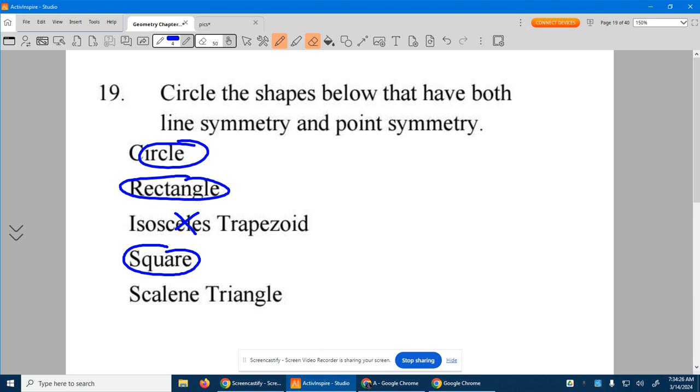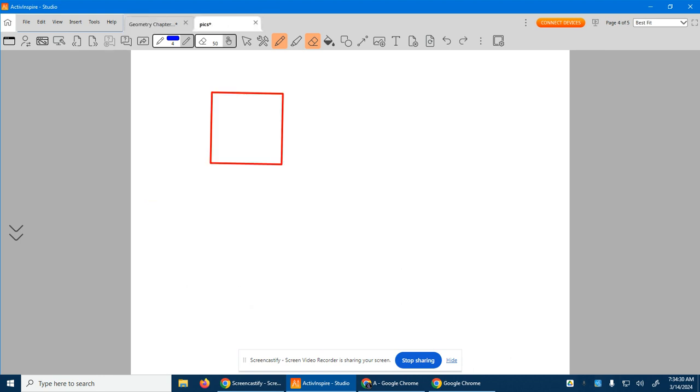Finally, a scalene triangle. That's a triangle where none of the sides are the same. It doesn't even have line symmetry, so that's not going to do us any good. No matter where I draw the line, it's not going to work, because all the sides are different lengths. We're just not able to make it land on itself no matter how we cut it. So that's going to be a big no.